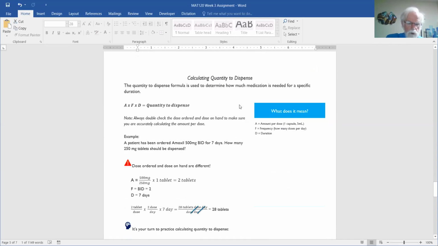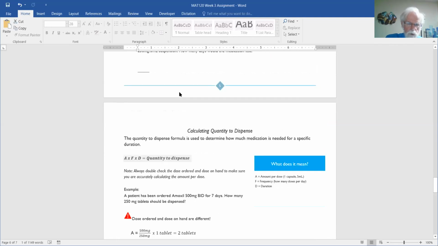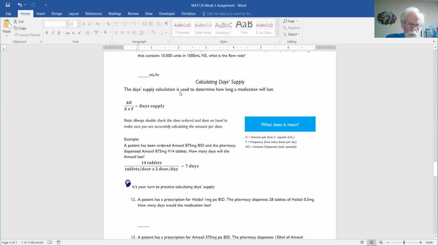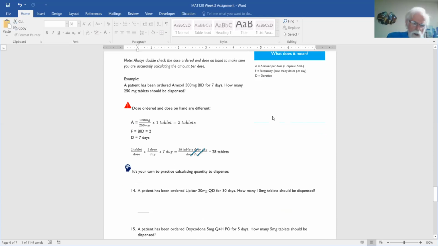Okay, quantity to dispense is sort of the reverse: the amount per dose times the frequency times the number of days. This number of days has been referred to up here as the day's supply. Most prescriptions will specify a number of tablets. Well, all prescriptions should specify a number of tablets and a number of days. There are a few exceptions.